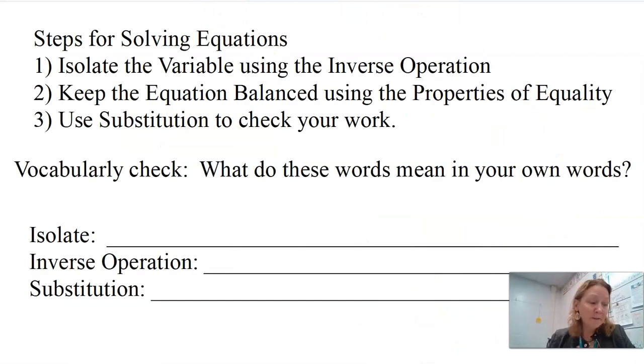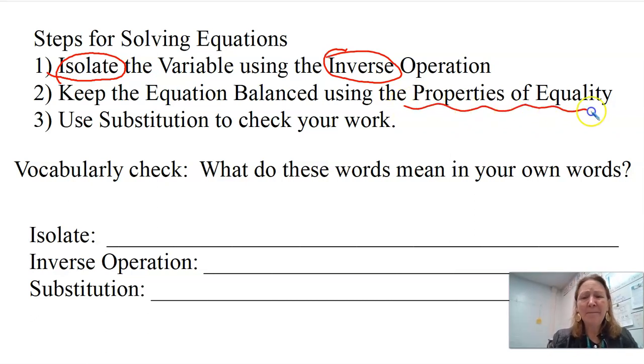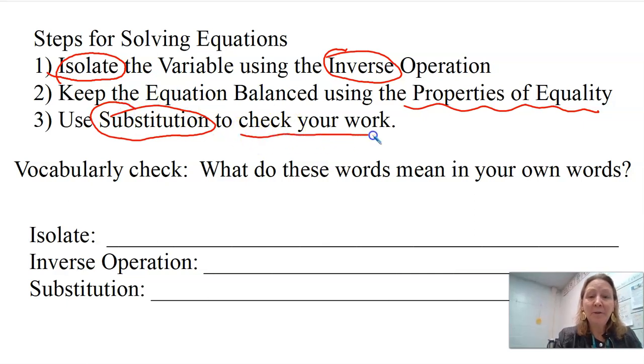Next, here are the steps for solving equations. You isolate the variable, right? So I want you to circle the word isolate, and we use the inverse operation. So whatever operation is in the problem, you're going to use the opposite to solve it. It's kind of like undoing PEMDAS. And then you keep the equation balanced using the properties of equality. I'm not going to test you on these properties. I just want you to think about how I'm going to be doing the opposite. Totally want to use substitution. Underline, check your work. Please check your work.